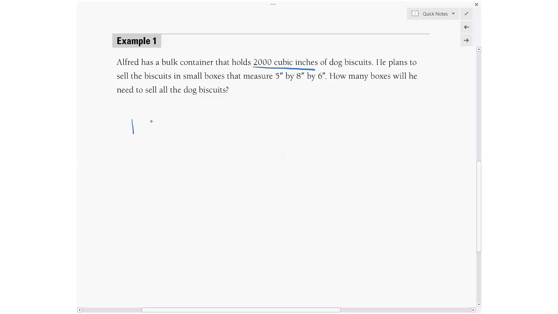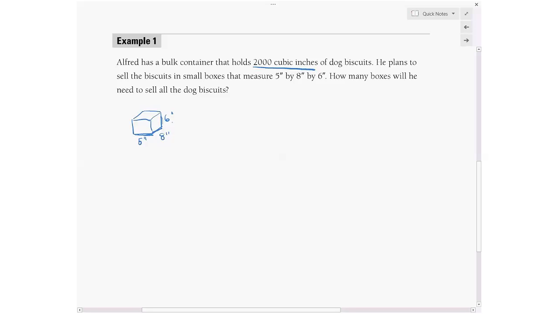So here's our box. Let's say that's 5 inches, 8 inches, 6 inches. It really doesn't matter where we put the dimensions, because if we flip this box on its side, now it would be maybe 8 by 6 by 5. But just pick spots and make sure that we've got them all covered. So length, width, and height, we have to make sure all 3 dimensions are taken care of.